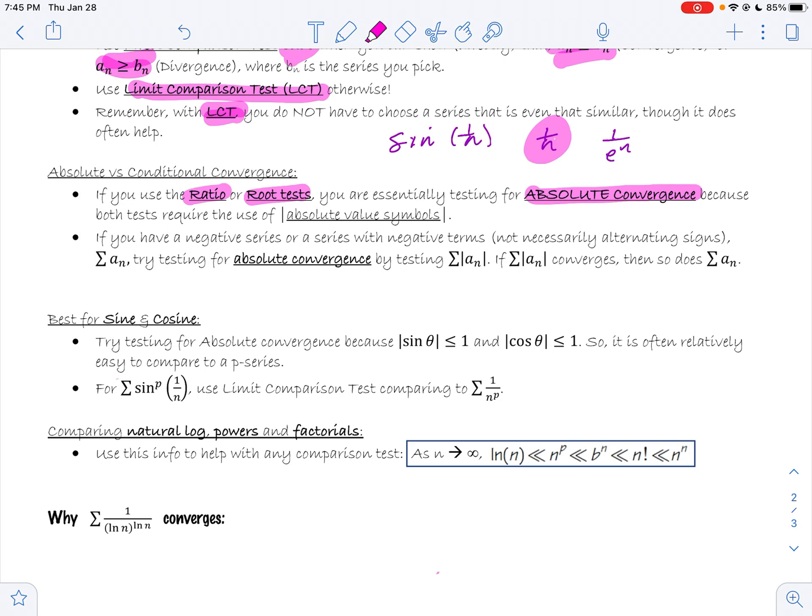So those are really nice. Those are good tests to use if the question asks you to show whether or not a series is absolutely convergent. You can immediately jump into one of those and see if that works.